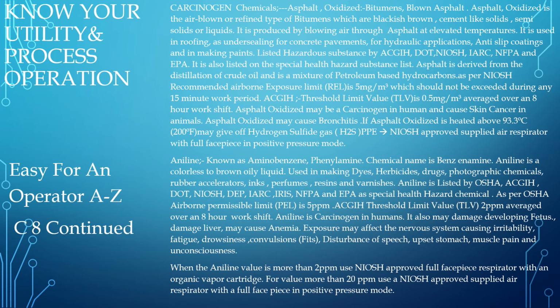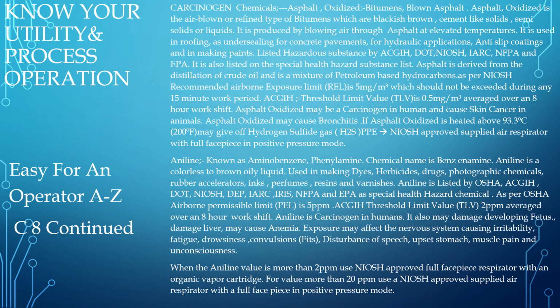It is used in roofing and as an undersealing for concrete pavement for hydraulic application. It is also used in anti-slip coatings and in making paints. It is listed as an other substance by ACGIH, DOT, NIOSH, IARC, NFPA, and EPA. It is also listed on the Special Health Hazard Substance List. Asphalt is derived from the distillation of crude oil and is a mixture of petroleum-based hydrocarbons.